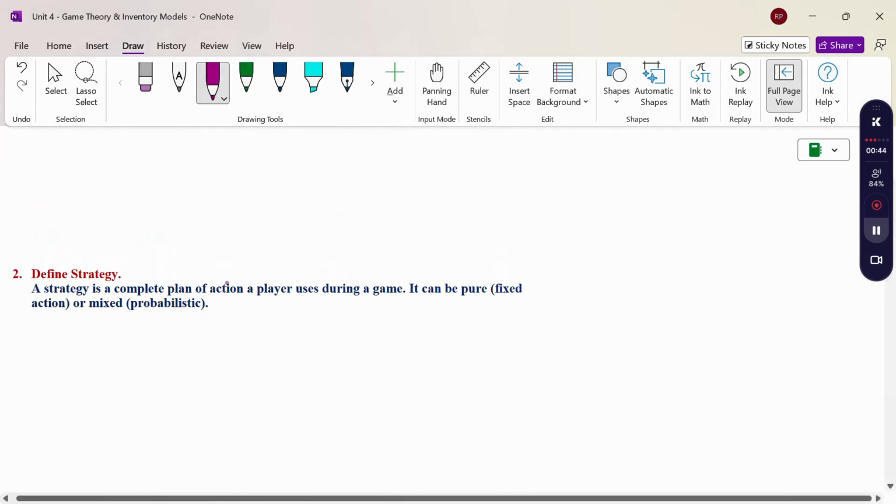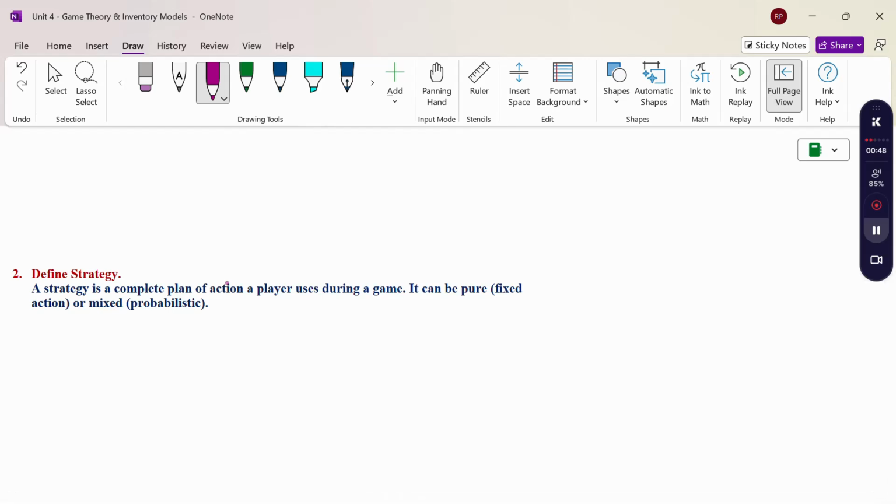Define strategy. A strategy is a complete plan of action a player uses during a game. It can be pure or mixed. For example, a company selling computer hardware, during that time giving computer furniture free of cost, giving additional hardware, or giving a special price. These are some strategies they are following while selling computer hardware.